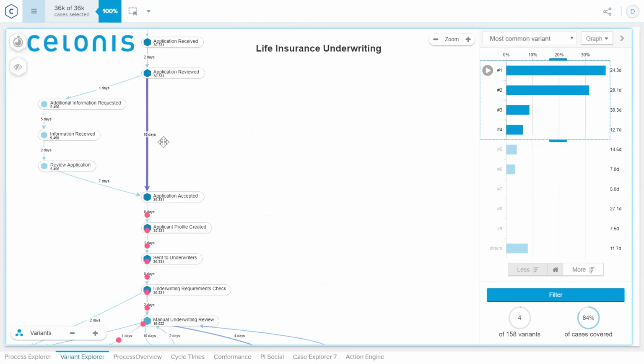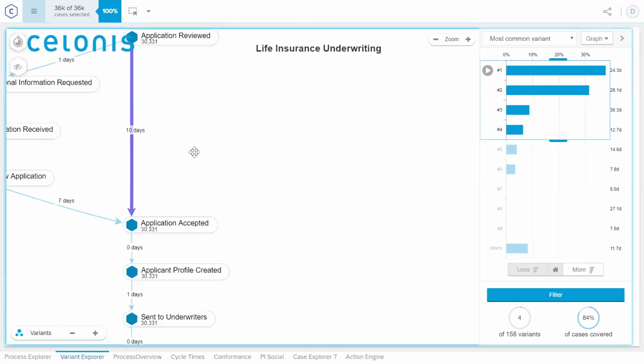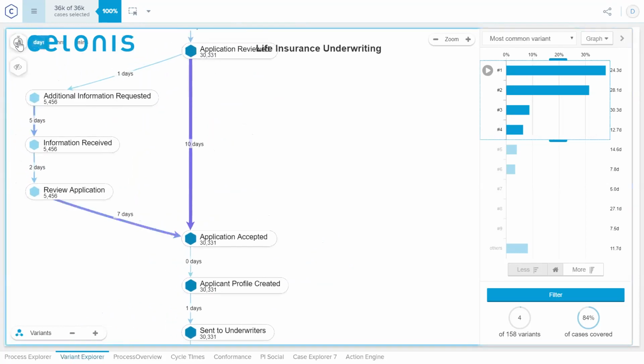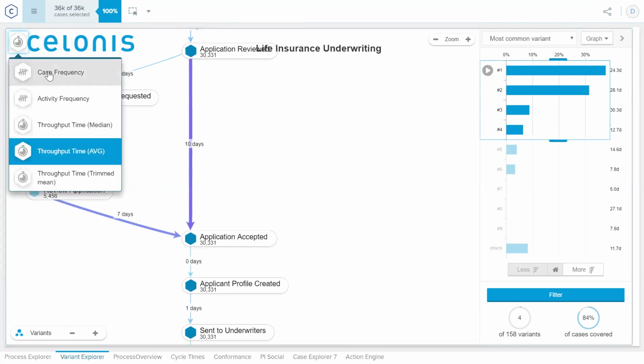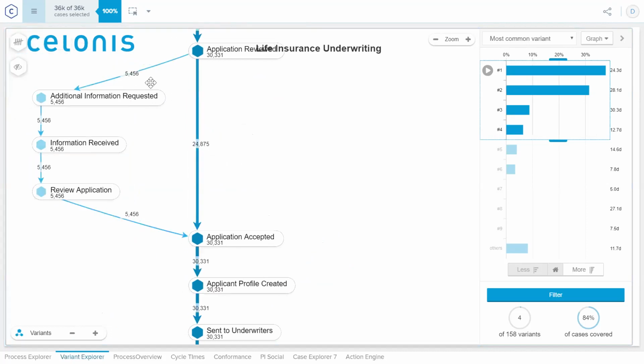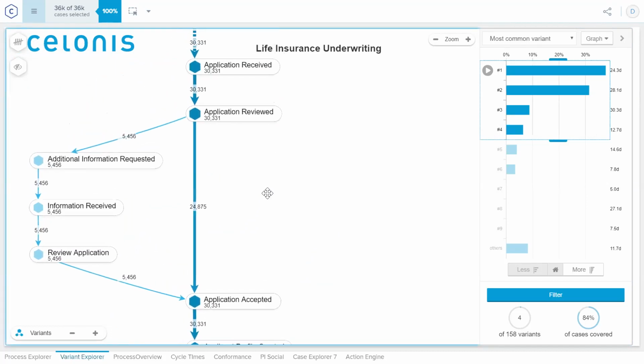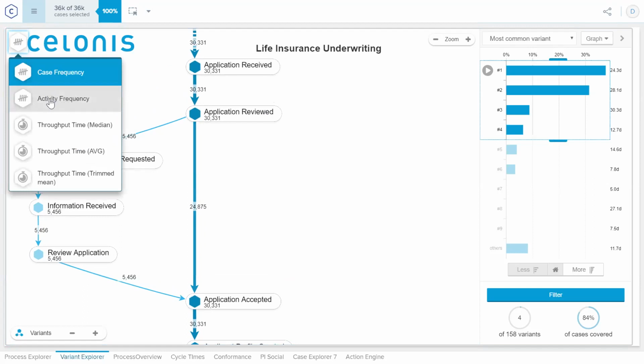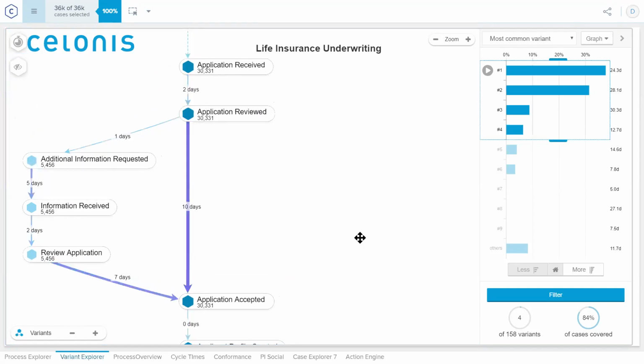Oftentimes, when you look at where the bottlenecks and the delays are, you can look at it in hours, days, or minutes. We also have the ability to look at the case frequency and see that about 5,500 cases out of the 30,000 here are requiring additional information. So this might be an area where automation or a completeness check of the electronic application could reduce the additional time taken in this particular process.